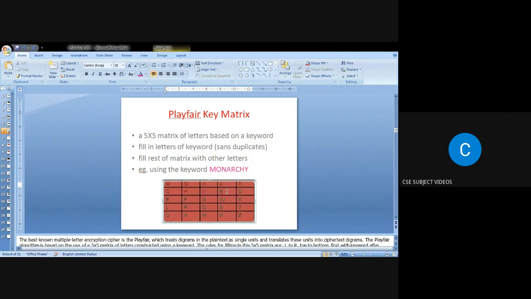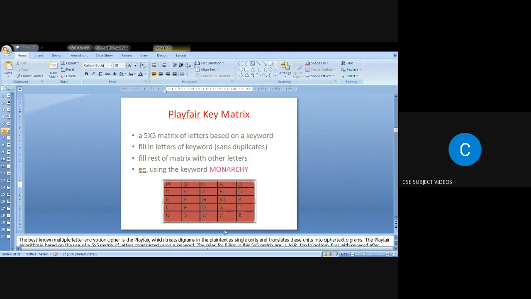So now what we have to do is fill the next empty cell with the letter B. Next, we have to check whether the letter C is there. Yeah, C is there, so we have to skip that letter. Next we go with the letter D. We have to check whether D is available in "monarchy". No. So next we fill the next empty cell with D. Similarly, you have to go through it.